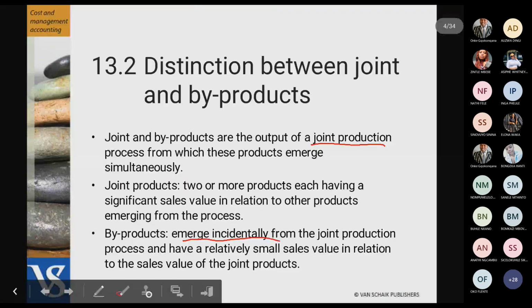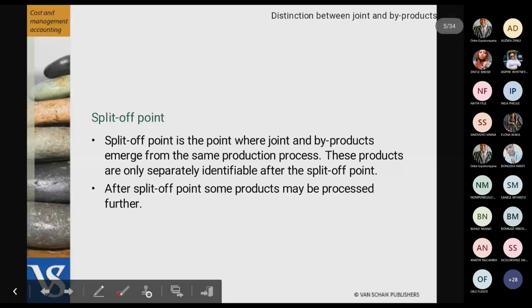Okay, now let's try to allocate that total cost according to the products that we have. In order to do that, we firstly come to a point that we call the split-off point. Excuse me, I've got a cold. So we come to the split-off point, and they say a split-off point is a point where joint products and byproducts emerge from the same production process. These products are only separately identifiable after the split-off point.